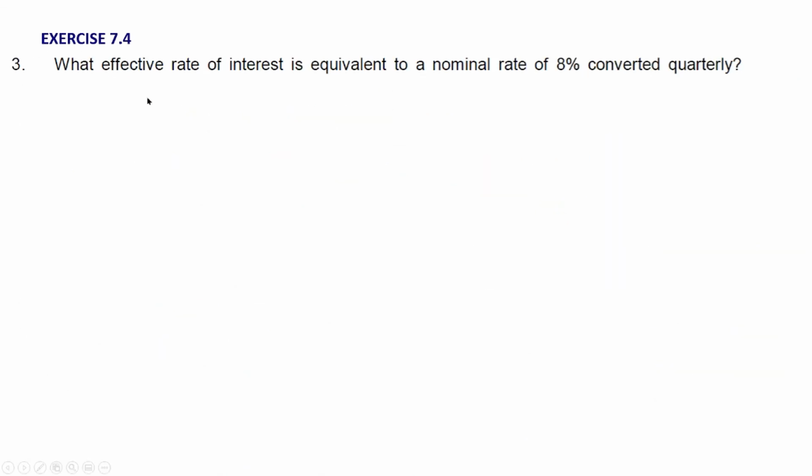Next question. What effective rate of interest is equivalent to a nominal rate of 8% converted quarterly? So here we need to find the effective rate of interest which is equivalent to a nominal rate of interest which is compounded quarterly. So first let us write what is given. Nominal rate of interest is 8%, so it is 0.08, and the number of conversion periods per year, it is converted quarterly. So m is equal to 4.